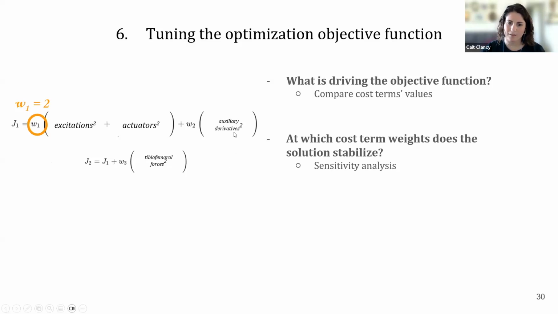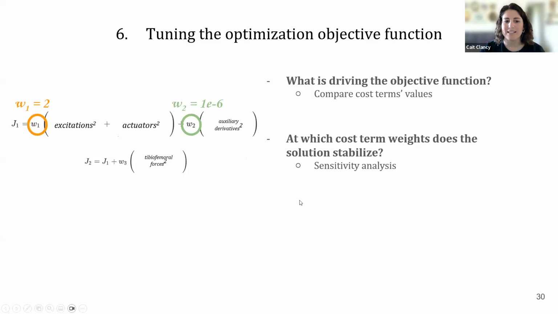Next, we have this auxiliary derivatives term. And like I talked about in the first part of the talk, these are additional controls that we need to minimize based on the Moco implicit tendon dynamics. And so we want this to be there, but we don't want it to be taking up a big part of our optimization. We don't want it to be weighted too high. So we landed on 1 times 10 to the negative 6.